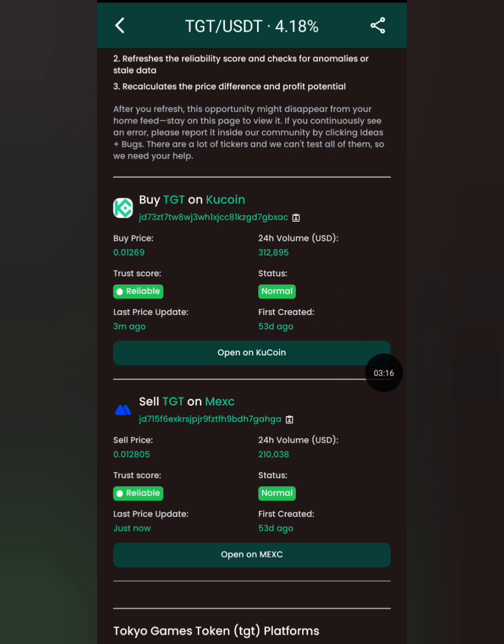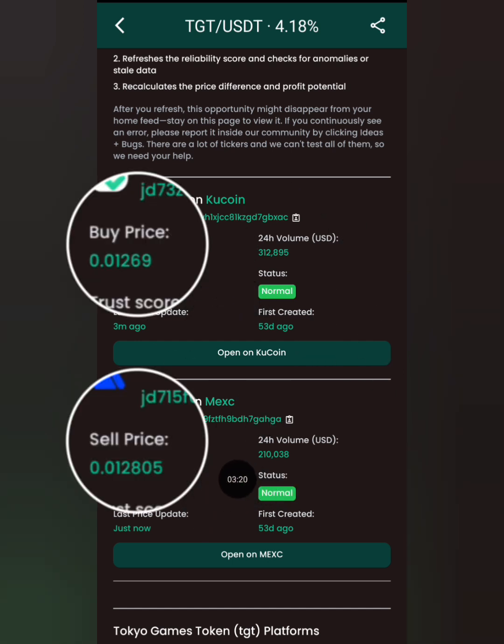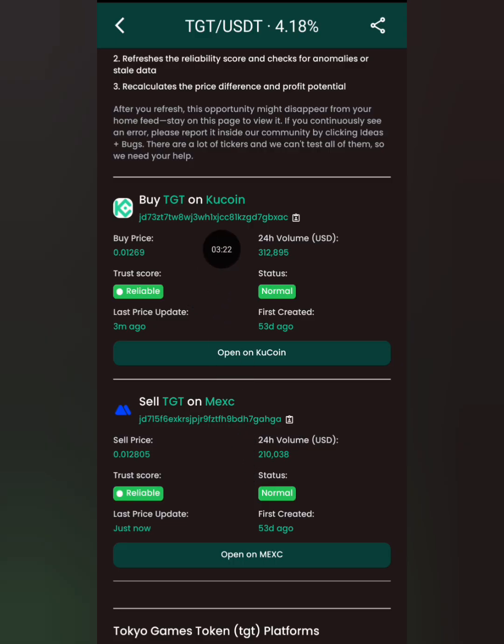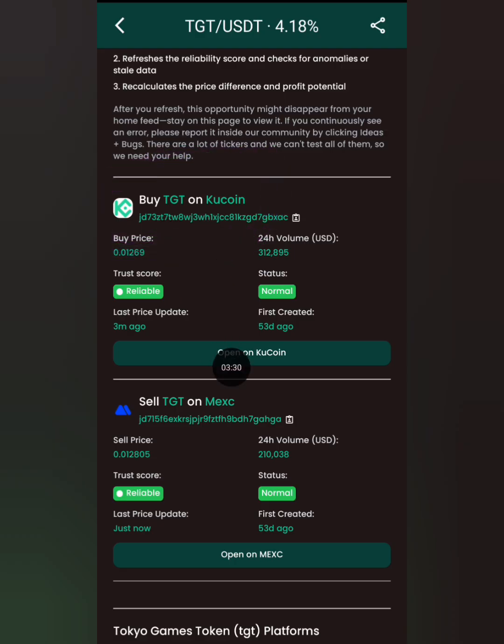But before we actually look into another, let's look into the buy price and the sell price right here. Okay, so basically this is working with the real-time price of this token. So it's saying if we buy TGT on KuCoin, we get to sell it on MEXC for a higher rate. Okay, so let's check this out right now.